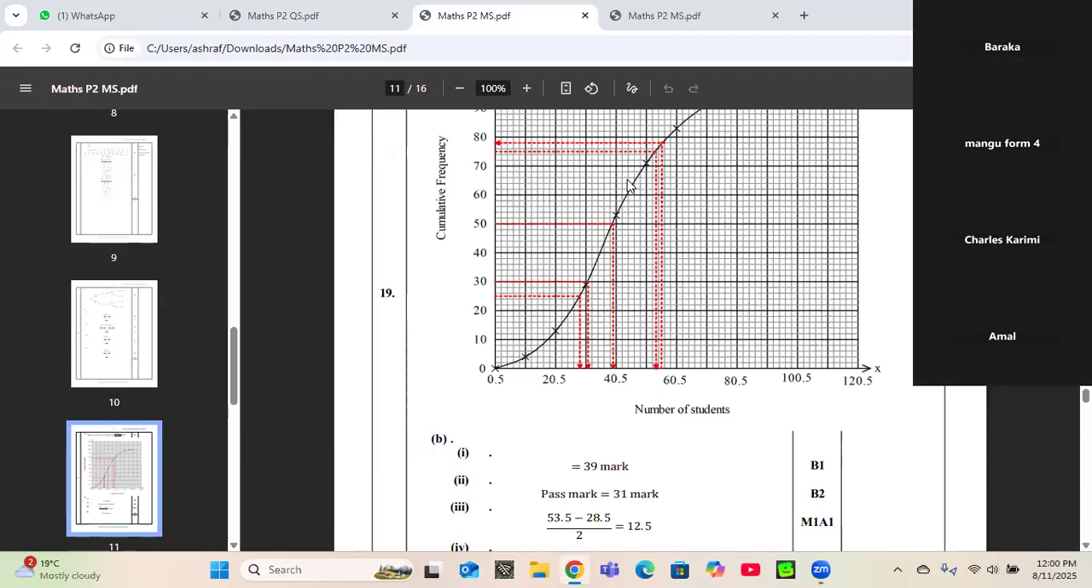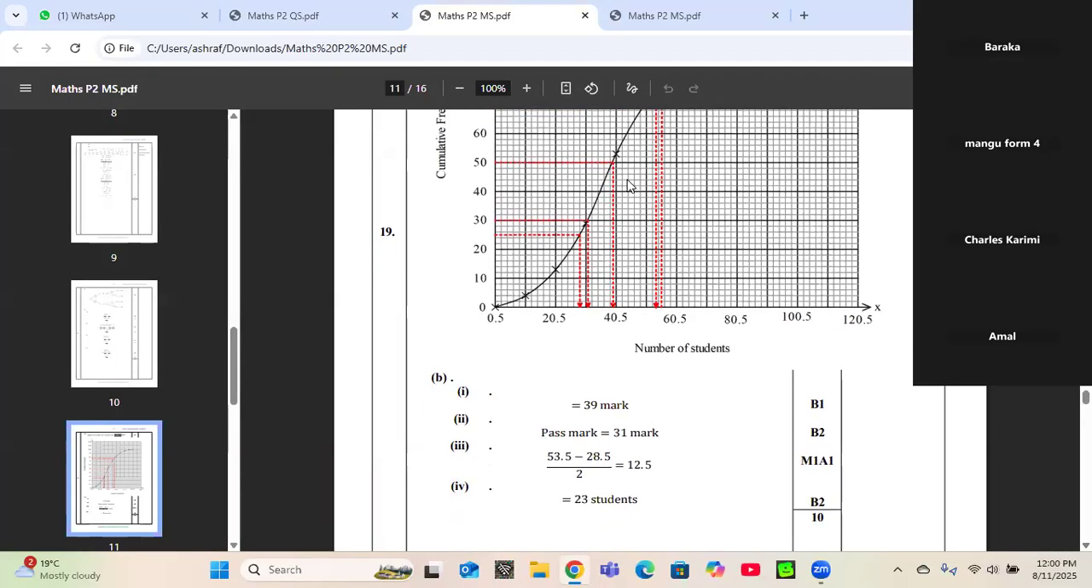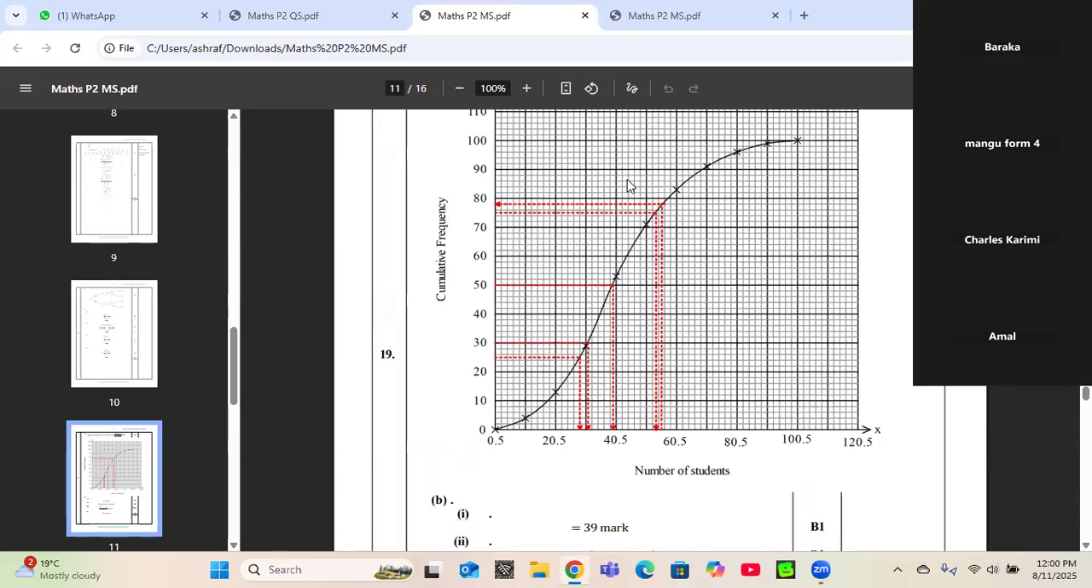corresponding to 55. So from this curve, let me see what it was. I'm seeing here 23, so it means 55 is which line? The red line above 75, somewhere there. So I'm guessing it's around 77 from the graph, because this line is 75, so here is around 77. So 77 and below, those are the ones who failed, from 0 to 77. So above 77, those are the people who passed. So you take 100 minus 77.